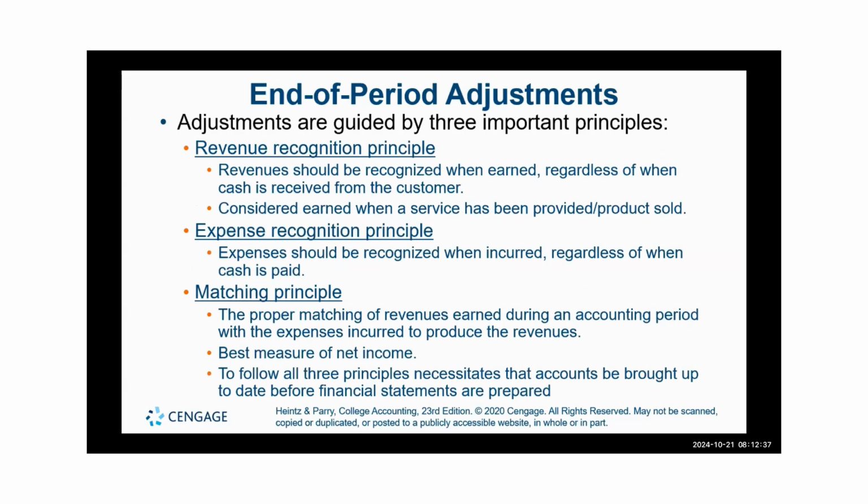Now, adjustments are guided by 3 principles, and we've talked about the revenue recognition principle a couple of times, right? Revenue is recognized when it is earned, regardless of whether the customer paid you cash. Remember, we saw received money for services on account, and we still recognize that whole amount as revenue, even if they haven't paid us yet. Then the expense recognition principle: expenses are recognized when they are incurred, regardless of when cash is paid.